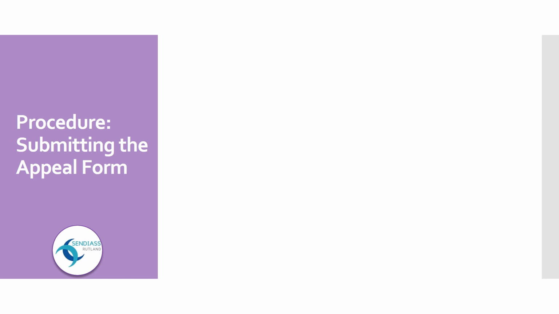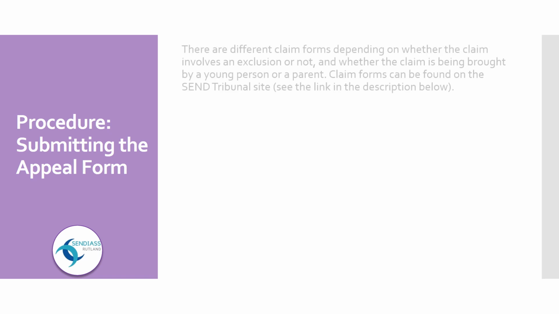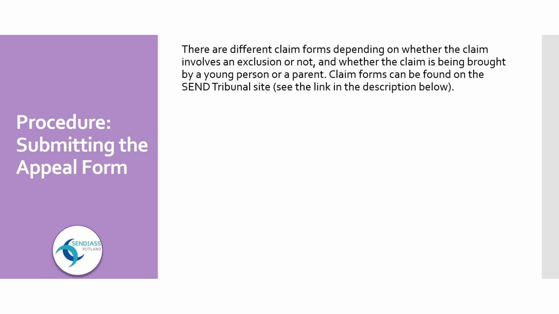Procedure: submitting the appeal form. There are different claim forms depending on whether the claim involves an exclusion or not, and whether the claim is being brought by a young person or a parent. Claim forms can be found on the SEND Tribunal site. See the link in the description below.